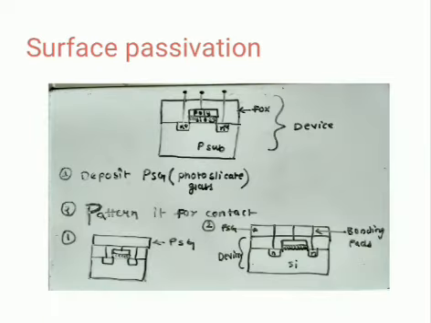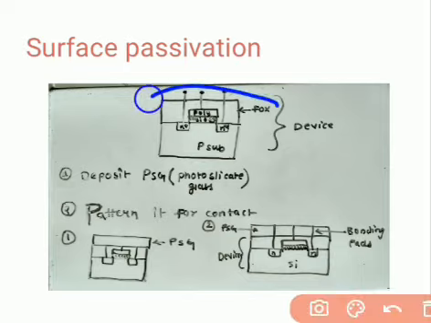So now let us understand the third use of oxidation, which is for surface passivation. So it will protect the device. After creating the device, we need to protect it from the environment. So we use our surface passivation process. In this process, we have this device. We need to protect this device.